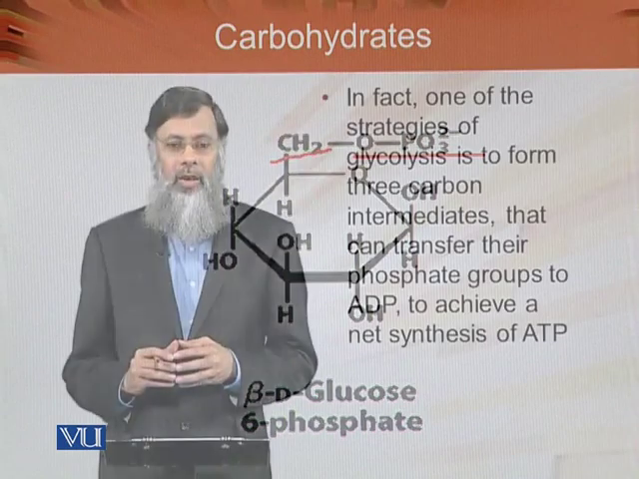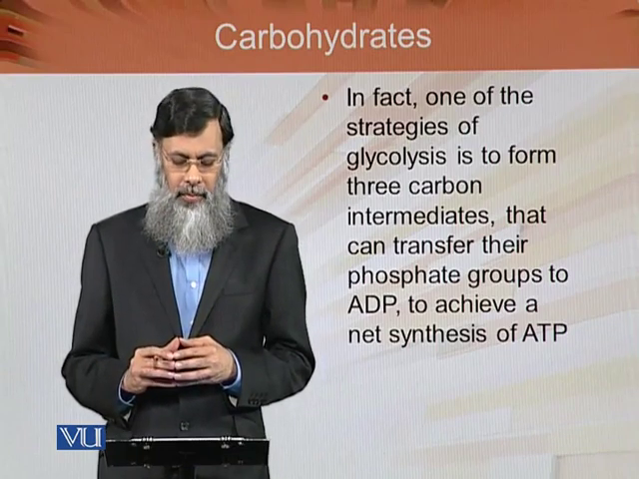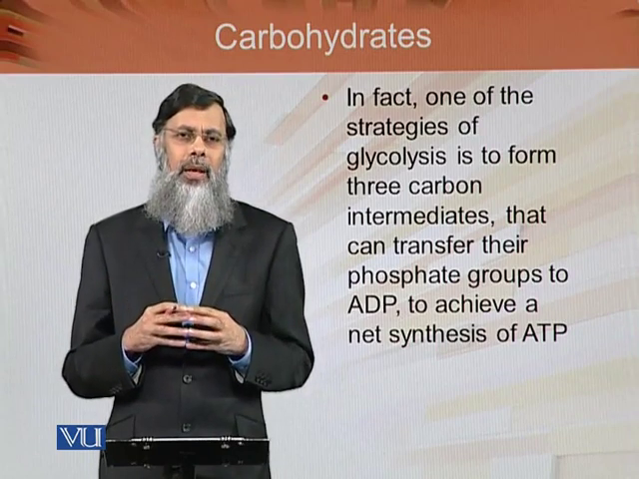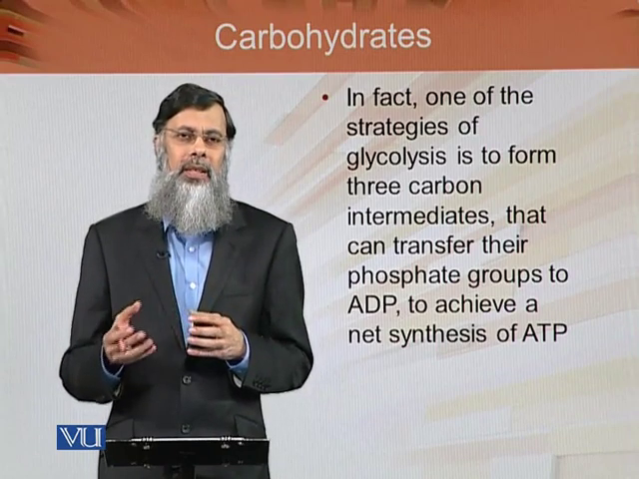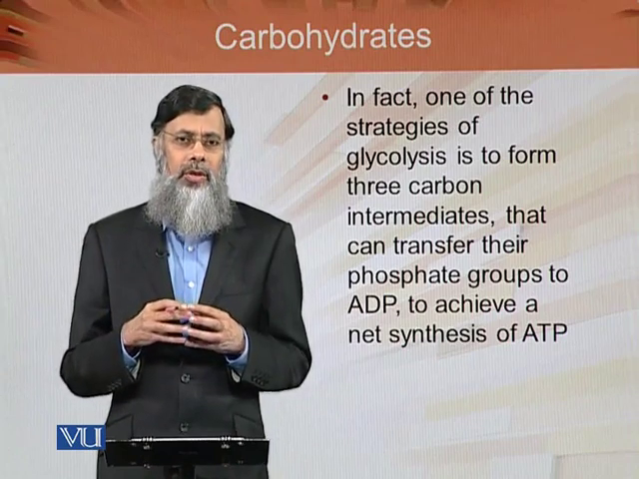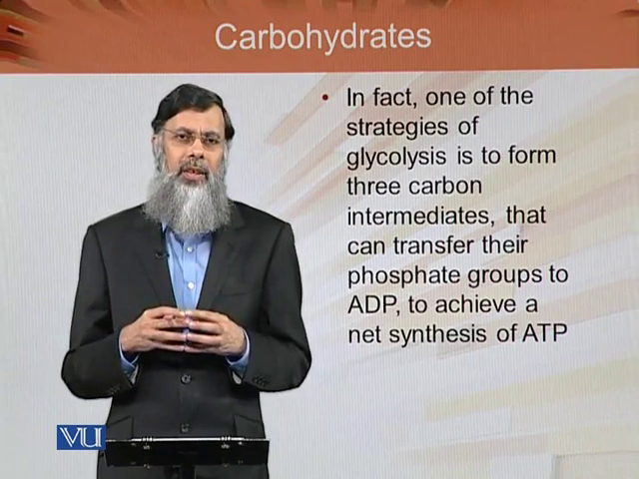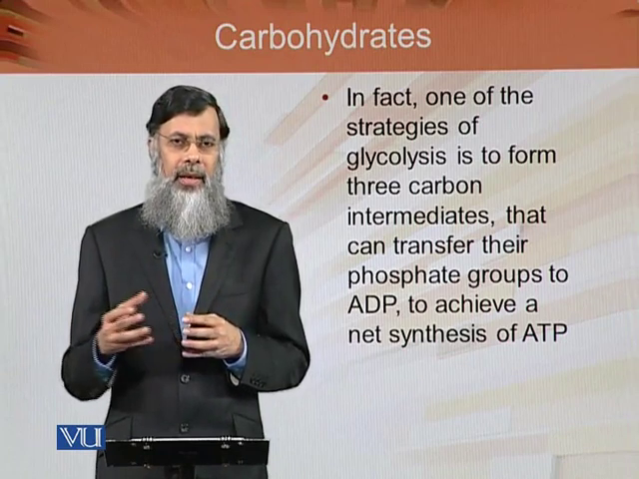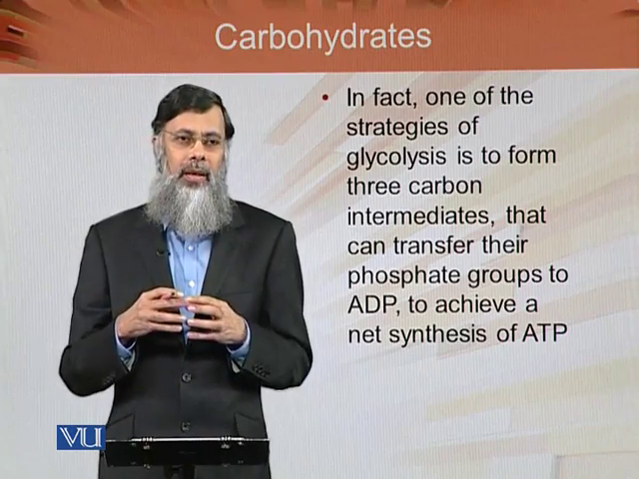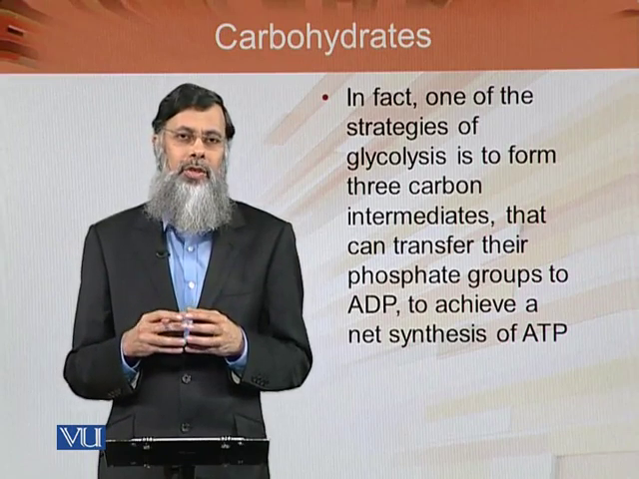In fact, one of the strategies of glycolysis is to form 3 carbon intermediates. Glycolysis में जब हम देखेंगे तो main requirement is the production of energy. तो 6 carbon sugar जो mostly glucose or fructose or whatever the feeder from the feeder pathway of glycolysis entering into the glycolysis, 6 carbon sugar is converted into 2-3 carbon sugars.